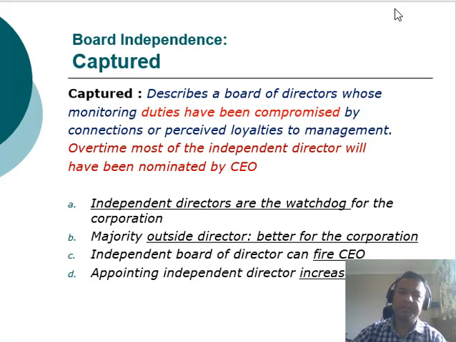However, board independence sometimes could be captured. So what is captured? By definition, captured describes a board of directors whose monitoring duties have been compromised by connection or perceived loyalty to the management. Over time, most of the independent directors will have been nominated by the CEOs. So over time, as we know, the independent director might be nominated by the CEO, so the board could be captured sometimes.